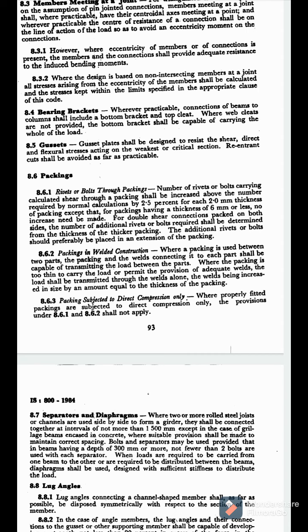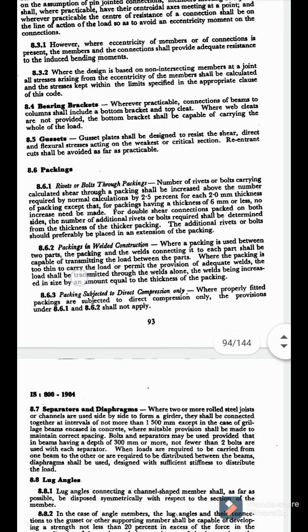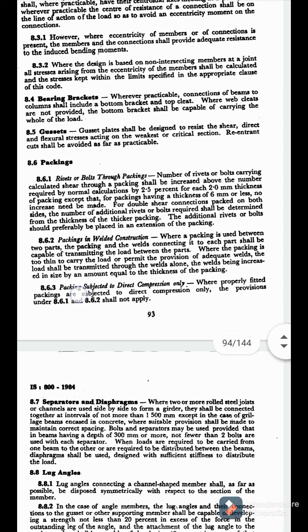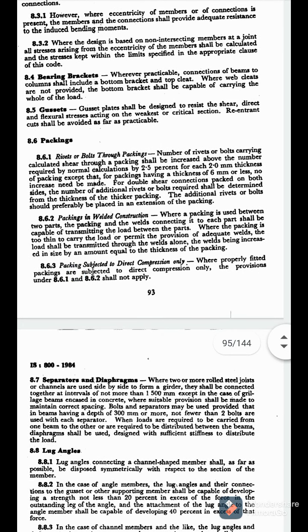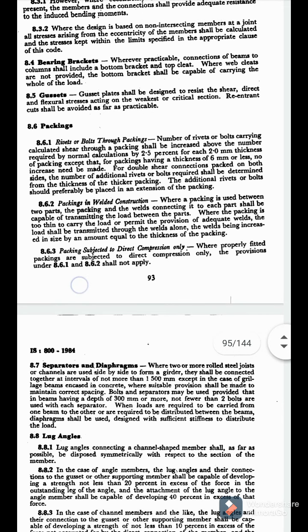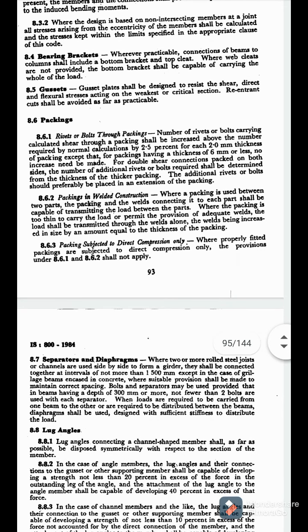For a double shear connection packed on both sides, the number of additional rivets or bolts required shall be determined from the thickness of the thicker packing. The additional rivets or bolts should preferably be placed in an extension of the packing.